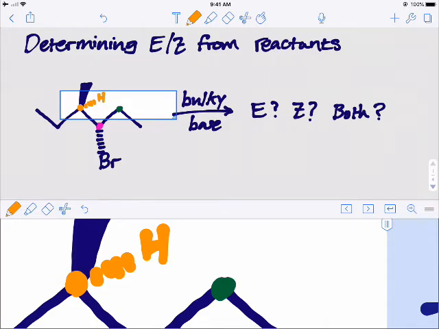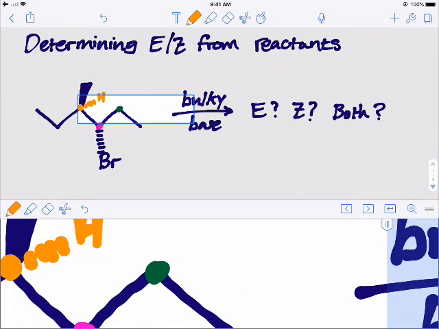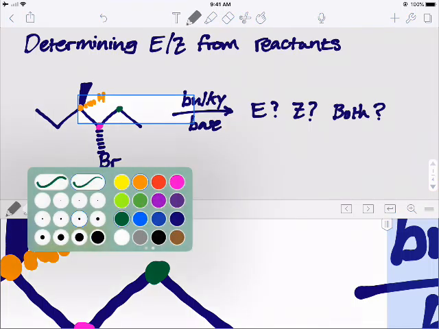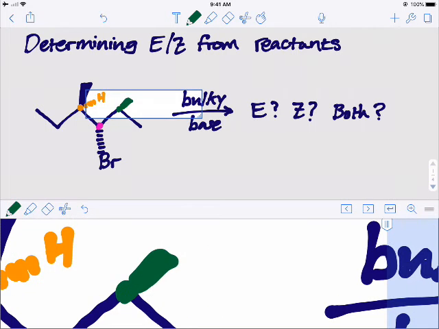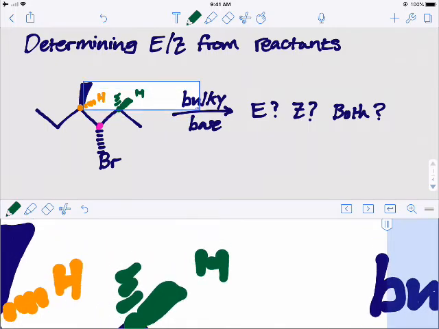And based on the stereochemistry of that methyl group being wedged, our orange hydrogen must be going down, going away from us. On our green carbon, hopefully you can tell, we've got two hydrogens. One of them would be wedged, and one of them would be dashed.